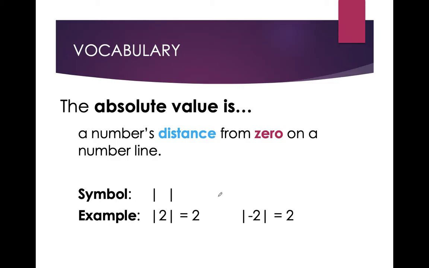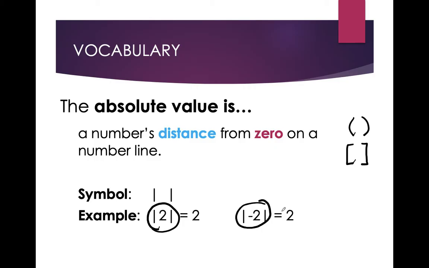The symbol for absolute value is these straight lines with a number inside, like in these two examples. Not to be confused with parentheses, because those are curved, or brackets, because they are squared off with the extra lines on them. Absolute value is just asking you how many spaces from 0 is this number on a number line. So, for example, the absolute value of 2 is how you would read this, and that is 2 because it's 2 spaces from 0.